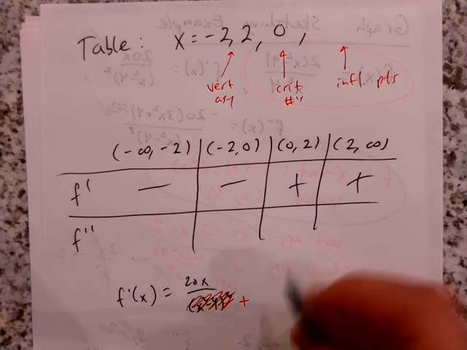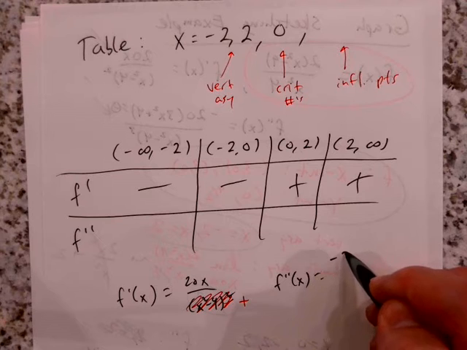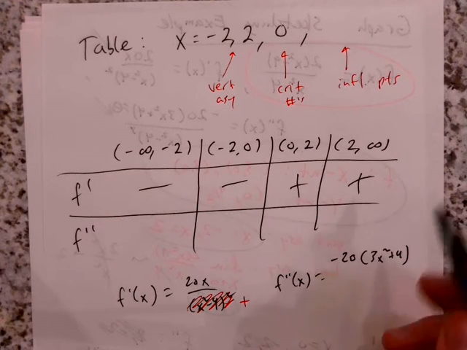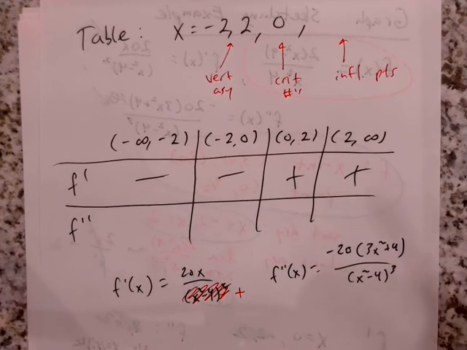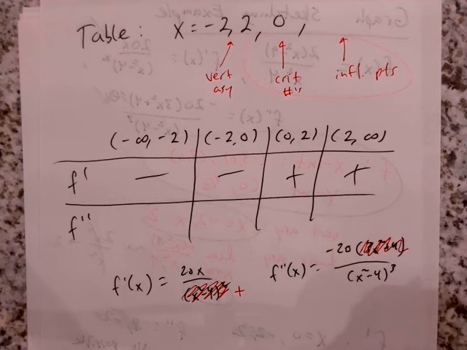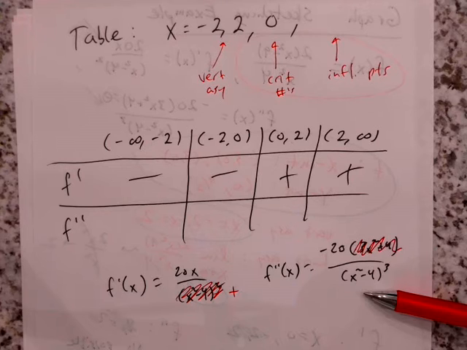For f double prime, it was -20 times 3x squared plus 4 over x squared minus 4 cubed. 3x squared plus 4 is always positive, because when you square a number, it either goes positive or to 0. When you add 4, it goes positive for sure. So all we really care about is this. Is this value negative or positive?